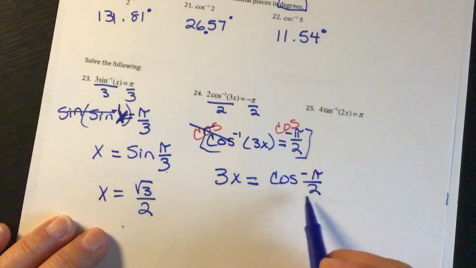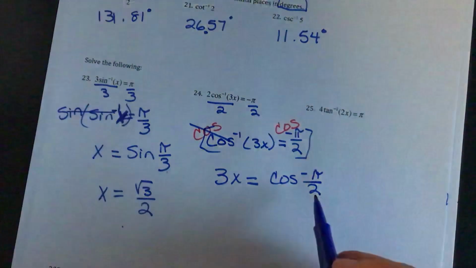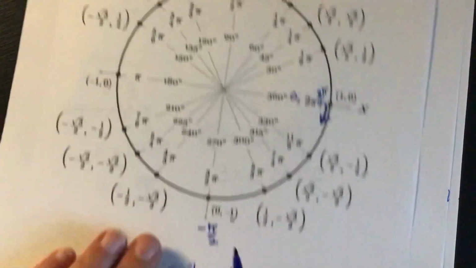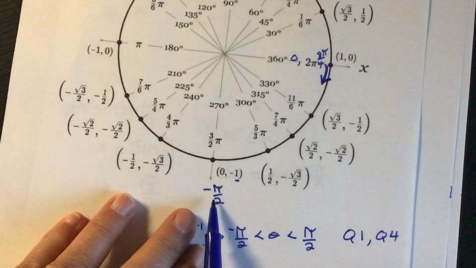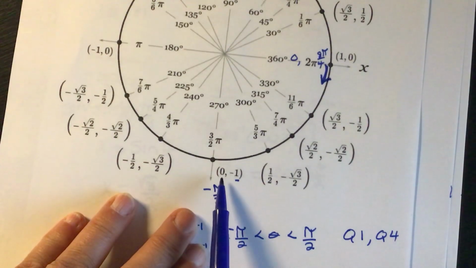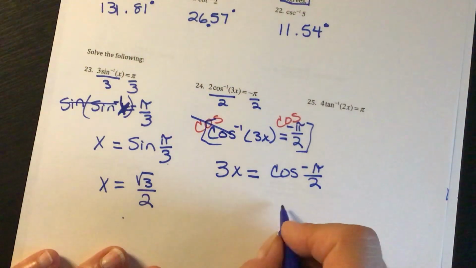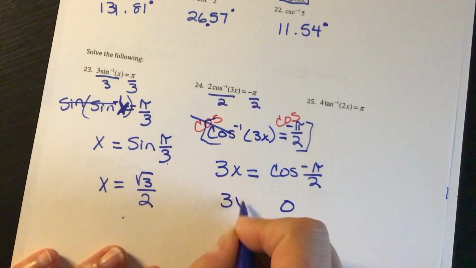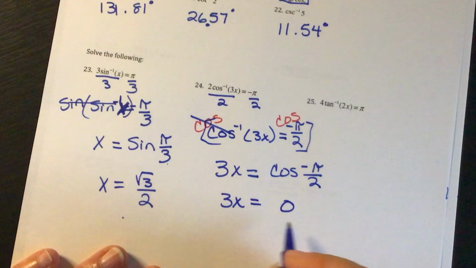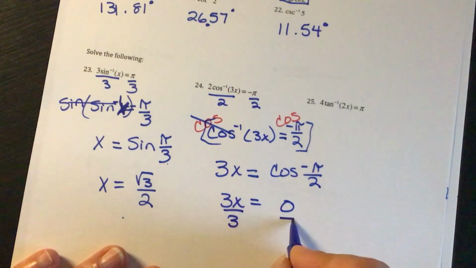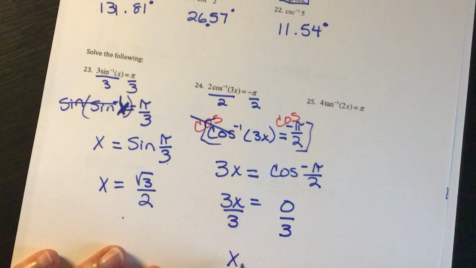Well, I can find that value. Negative pi over 2 is right here, and cosine is the first coordinate, so it's 0. So this becomes 3x equals 0. Divide by 3, and x is 0.